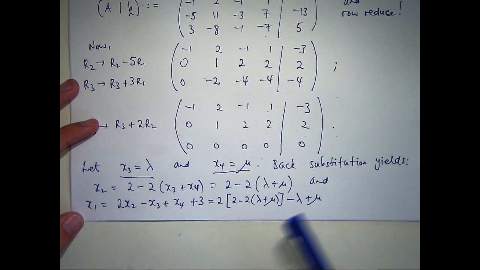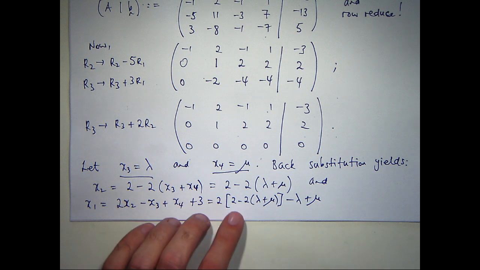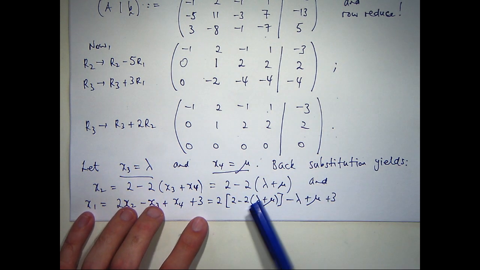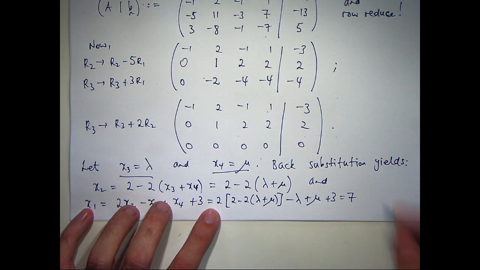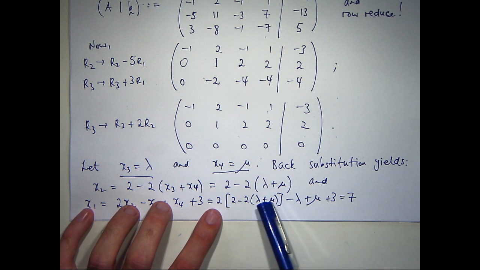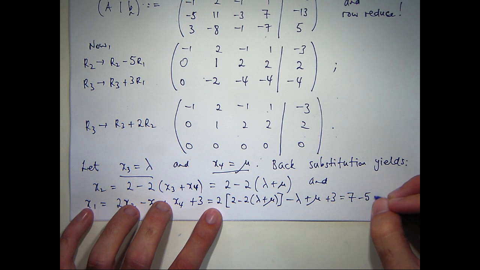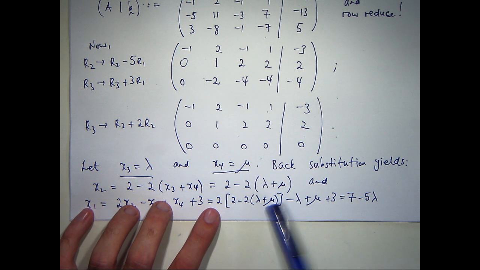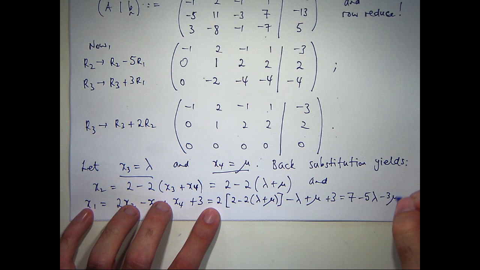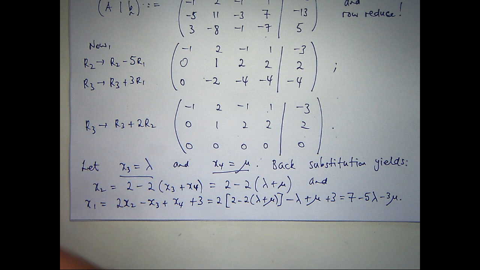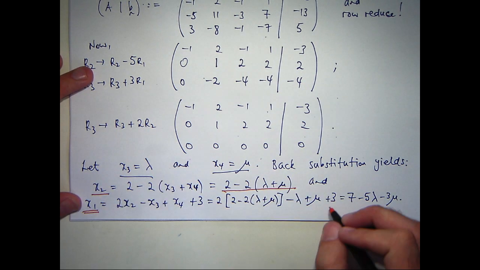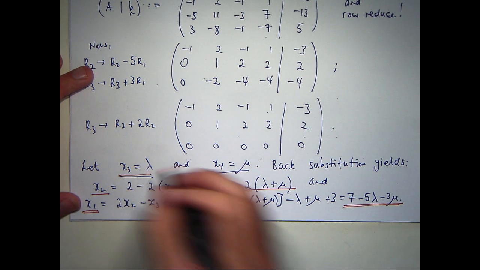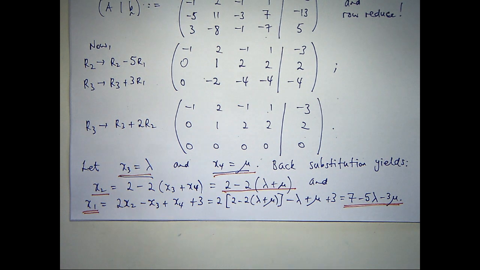So let's simplify here. I'm going to get plus, that's right, I left off the +3. So as far as constants go, I'm going to get 4 plus 3, which is just 7. Then I'm going to get minus 4 lambda minus lambda, which is minus 5 lambda. And then I'm going to get minus 4 mu plus mu, which is minus 3 mu. So here are our expressions for x1, x2, x3, and x4, and we've solved our system.